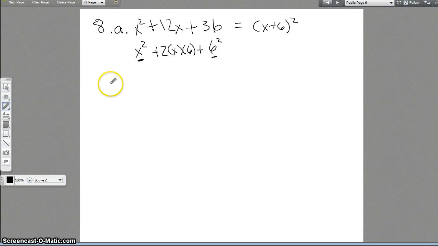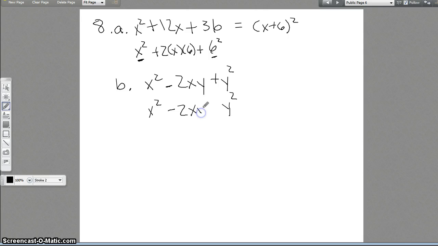Okay, let's look at part B. For part B, we have x squared minus 2xy, sorry, the minus didn't write, plus y squared. So we start off with the square of an x. We end up with the square of a y. In the middle, we're subtracting double the product of x and y. So that certainly looks like the square of a binomial. Our first term is an x, our second term is a y, and we are subtracting them because there is a negative in the middle.